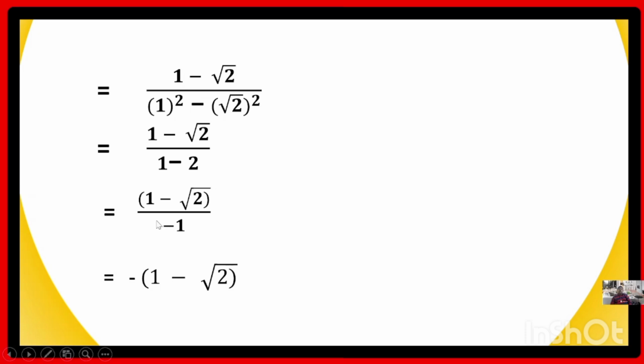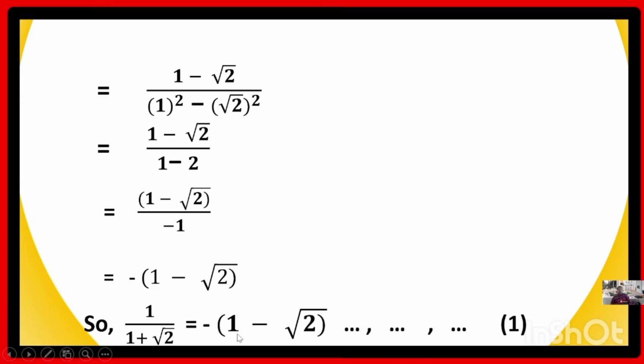So this minus sign will be transferred to the numerator by the process of division of signs. Here the numerator sign is plus, the denominator sign is minus, and plus divided by minus is minus, all of you know. So it will be minus of 1 minus root 2. Thus we get the first term 1 upon 1 plus root 2 is equal to minus of 1 minus root 2.